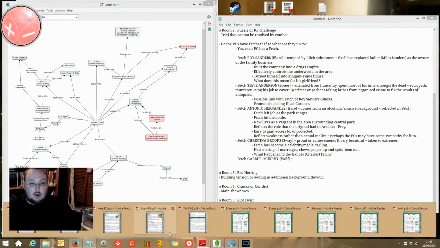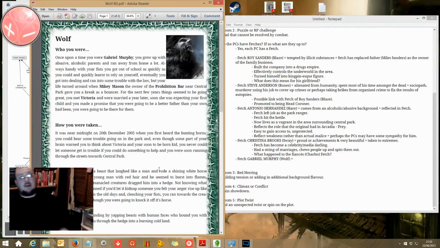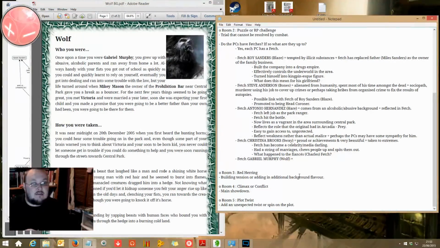So last but not least, in this section I'm going to move on to Wolf. Now Wolf, it's fairly easy to see, got in trouble a lot with the law when he was younger, worked as a doorman, learnt to rely on his fists since he came from an abusive background, and it was only the intervention of Mikey Mason, the owner of the Prohibition Bar near Central Park, giving him a break and a chance at a new life, that he actually changed his ways. So I think the fetch of Gabriel Murphy should reflect what he might have been like if he hadn't received that chance, if he'd carried on down that darker path.